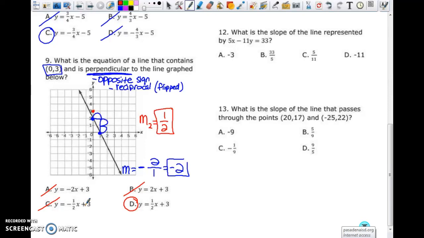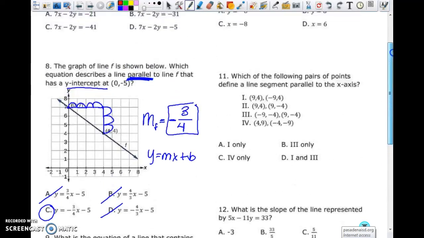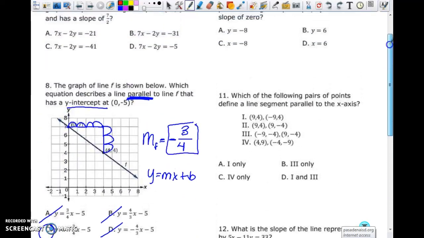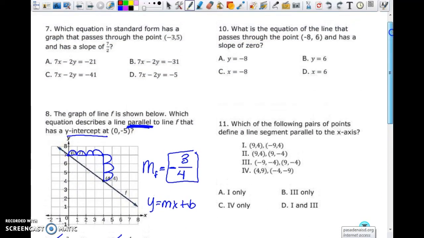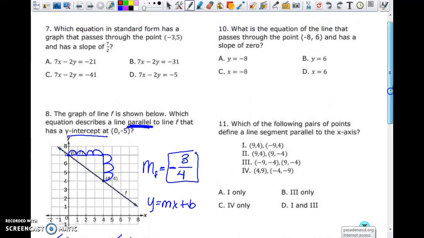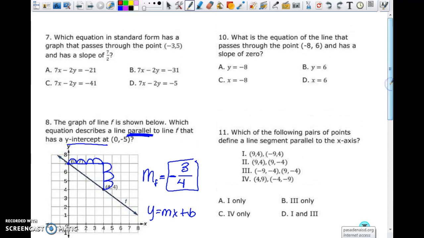Okay, now number 10, and actually I lied. We're supposed to be doing 8 through 11 in this video, not 8 through 10. So for number 10, what is the equation of the line that passes through the point (-8, 6) and has a slope of 0? Slope of 0, remember our little penguin, guys.